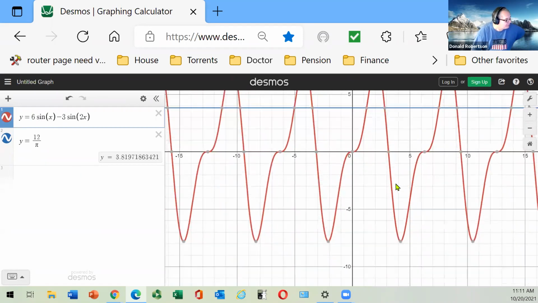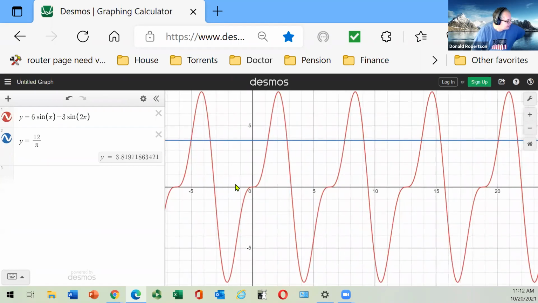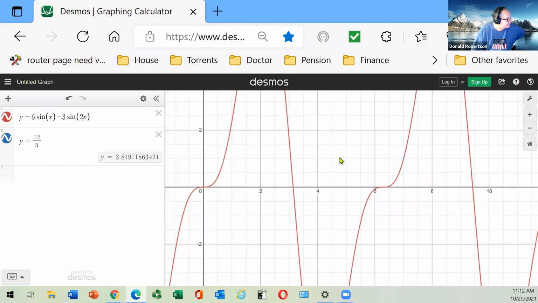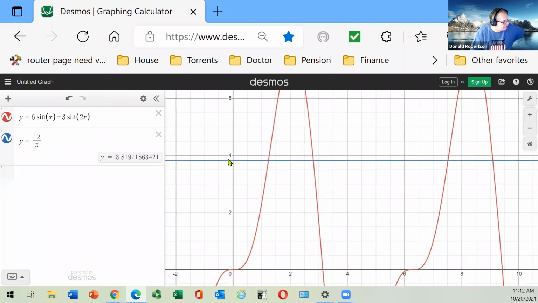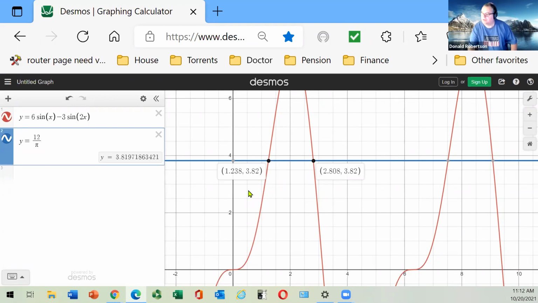Now we're only interested in 0 to pi. There's 0, I'm pretty sure pi is about there, so yes. Okay, so a little bit more, go. Can you see that the blue line, which is the average value, crosses the function at two locations? So there's actually two answers. The first one is 1.238. And the other answer is 2.808. Well, at least to 3 decimal places.